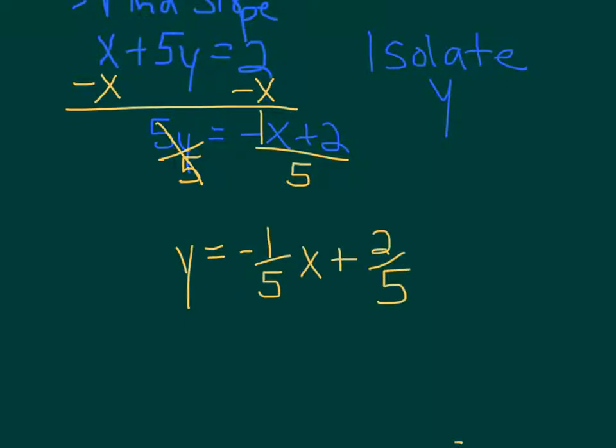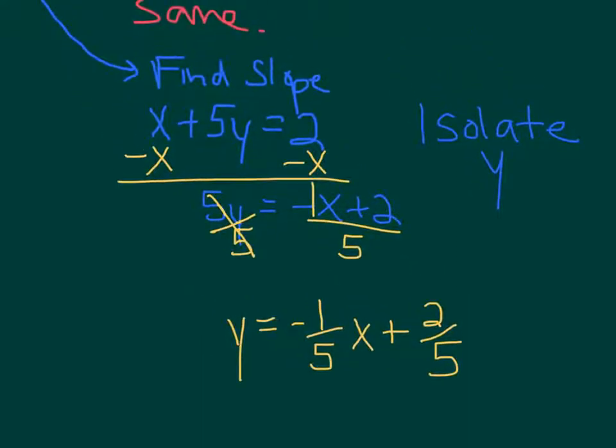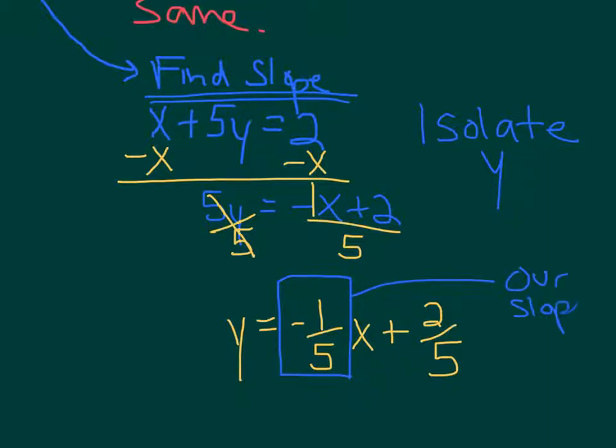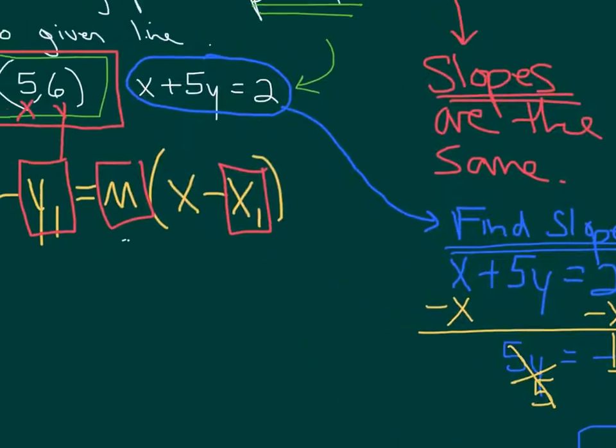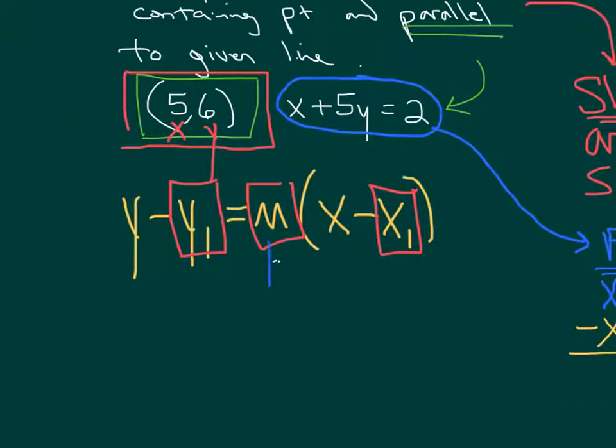Be careful that we don't do all that work and then forget why we did it, because the whole reason was to find the slope. The number in front of x, negative 1/5, is the slope of this line. Our line is parallel to it, so our slope is the same, negative 1/5. The y1 is going to be 6, x1 is going to be 5, and we'll fill in the rest.